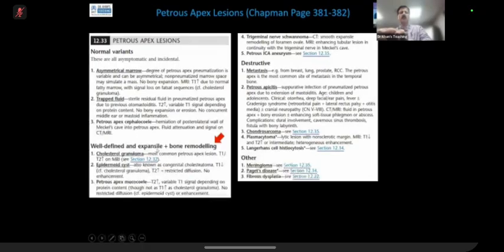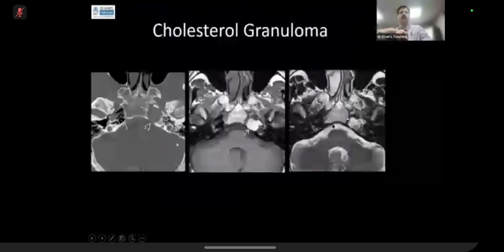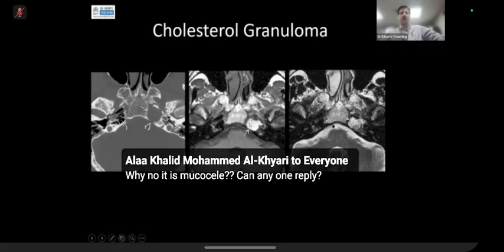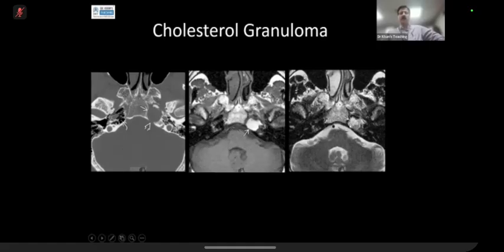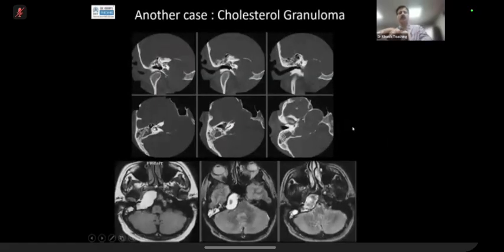well-defined, expansile. So this is an exam case, by the way. This is another cholesterol granuloma. This is not as expansile as the one which I showed you from StatDX. But the key finding is, look at this T1. And if you look carefully on this T2 weighted sequence, you can argue that the rim is showing hemosiderin.